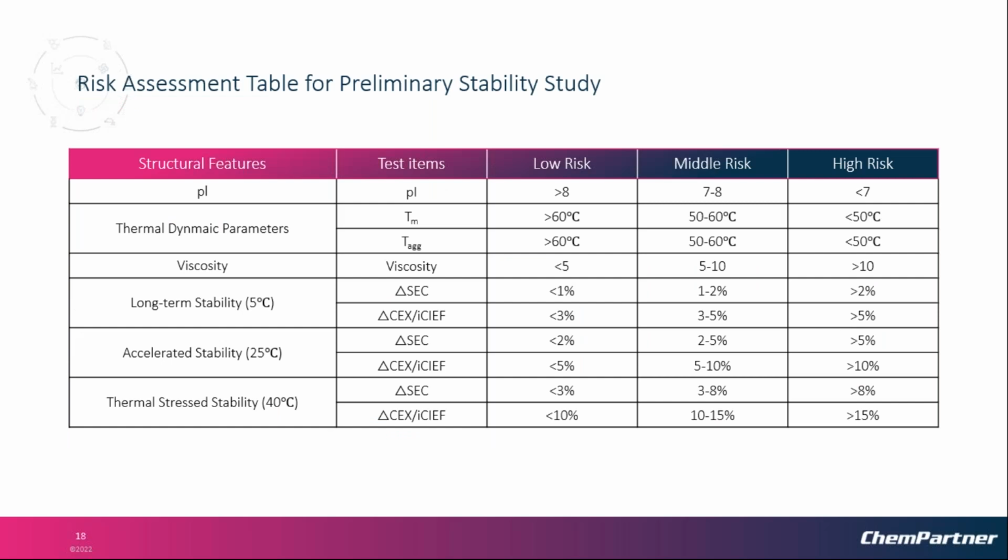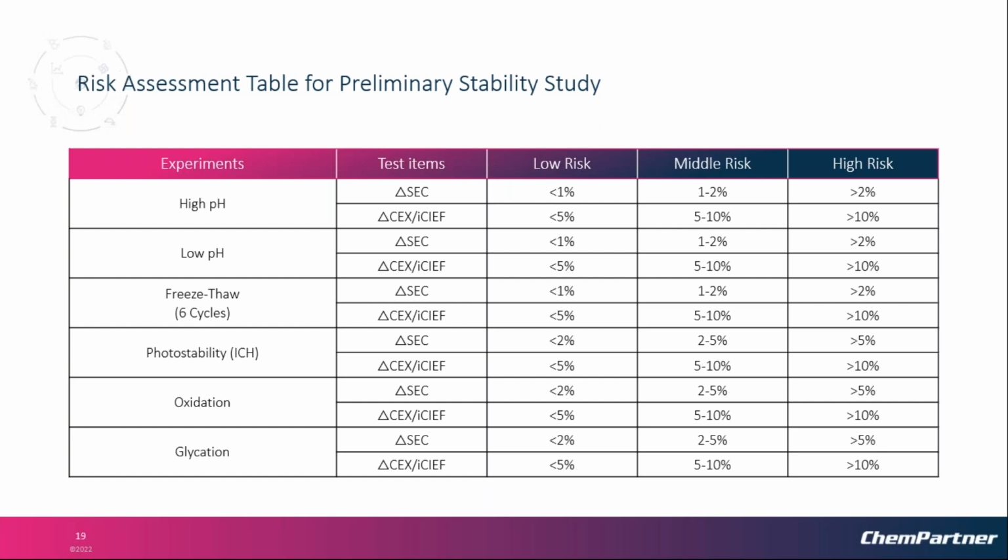This slide shows a risk assessment table for the preliminary stability study, which was concluded according to our previous work and experience. For example, if the isoelectric point of this molecule is more than 8, we can say that in this aspect, the risk is low. Besides, for the change of the size variants and the charge variants, there are also corresponding assessment standards.